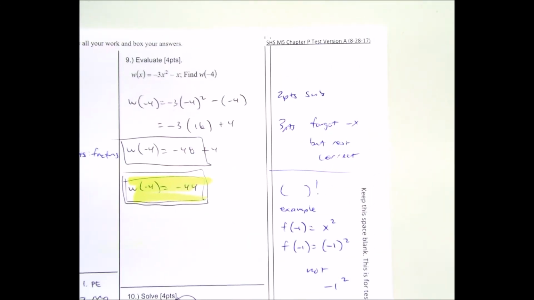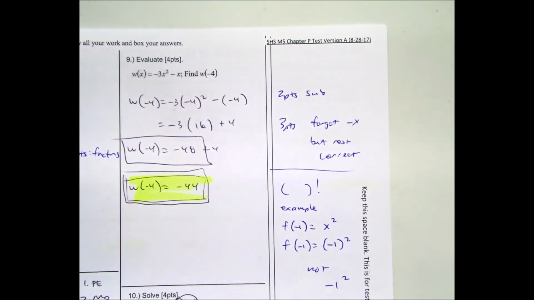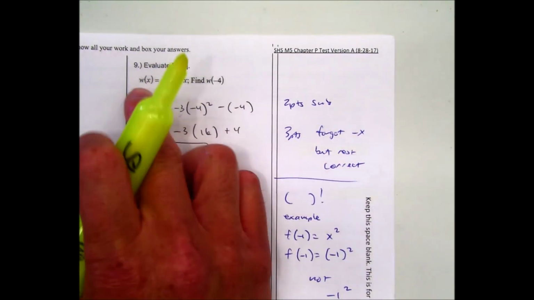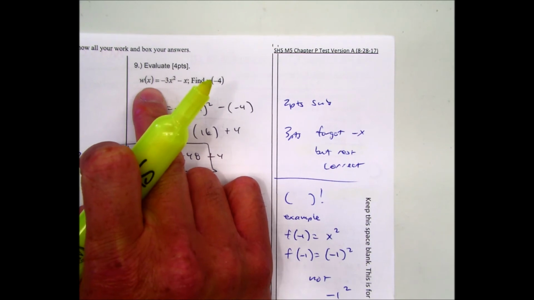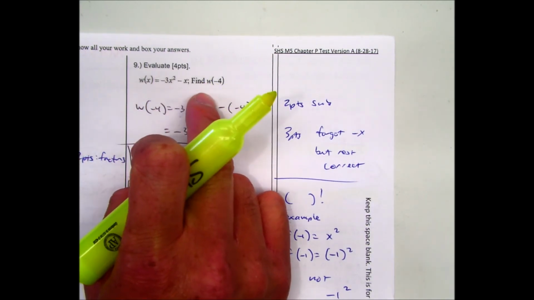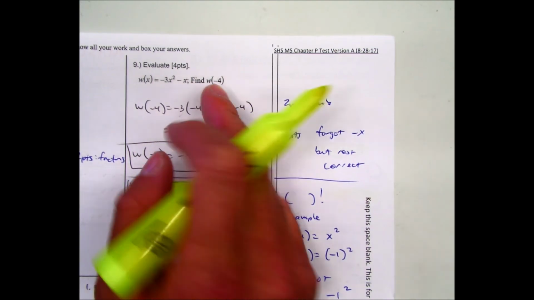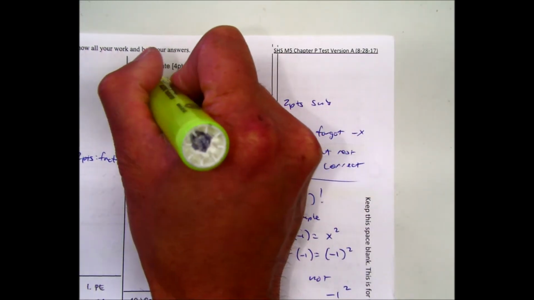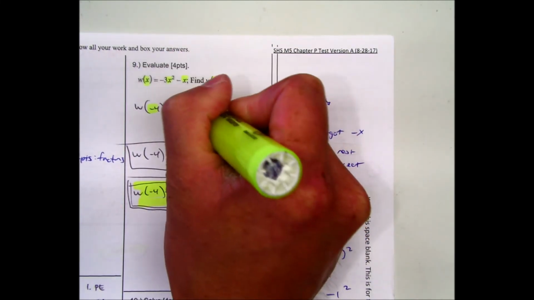Question number 9, probably the most missed question. It says evaluate. So evaluate is just a fancy way of saying substitution. It says w of x equals negative 3x squared minus x. Find w of negative 4. So basically every x value we're going to substitute in negative 4.